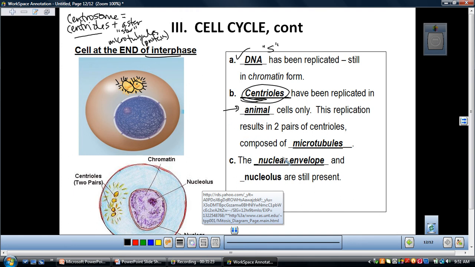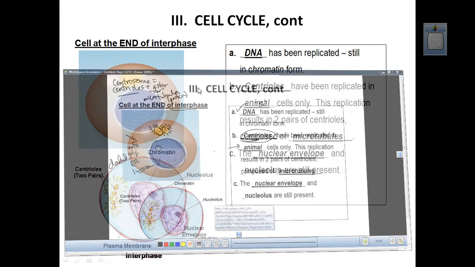Okay, and then the nuclear envelope and the nucleolus are still here. Do you see how this is still a structure? There's the nuclear envelope. There's the nucleolus. So everything's intact. Okay, so the cell is ready. It's doubled all of its organelles. So inside of here, all the organelles, like mitochondria, Golgi, ER, lysosomes, if we're talking about an animal cell, all of the organelles have been doubled. Okay, everything is ready. And so now we're ready to move into mitosis.